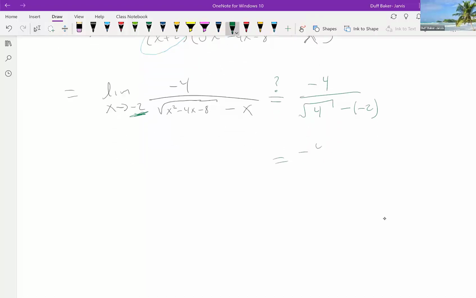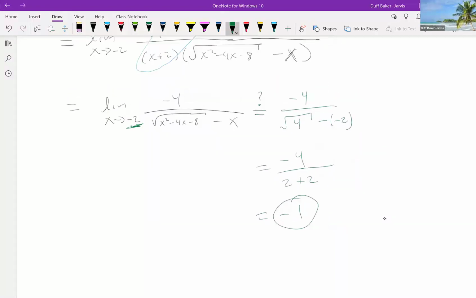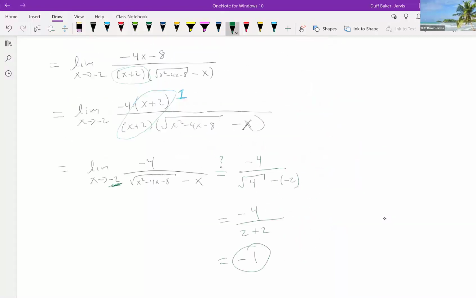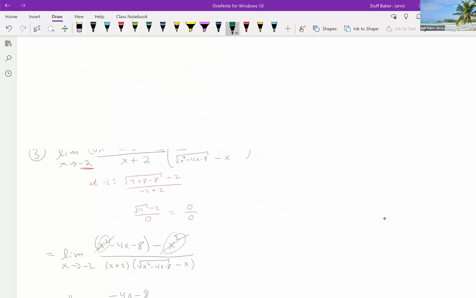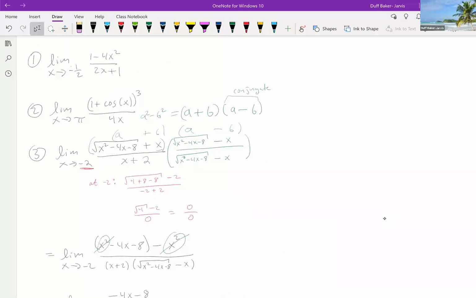So that would be -4 divided by 2 plus 2. That looks to me to be a -1. Okay, so the whole thing works out to be -1, but let's remember the main trick here was, we looked at it at the beginning. We said if I plugged in -2, I ended up with this indeterminate form.